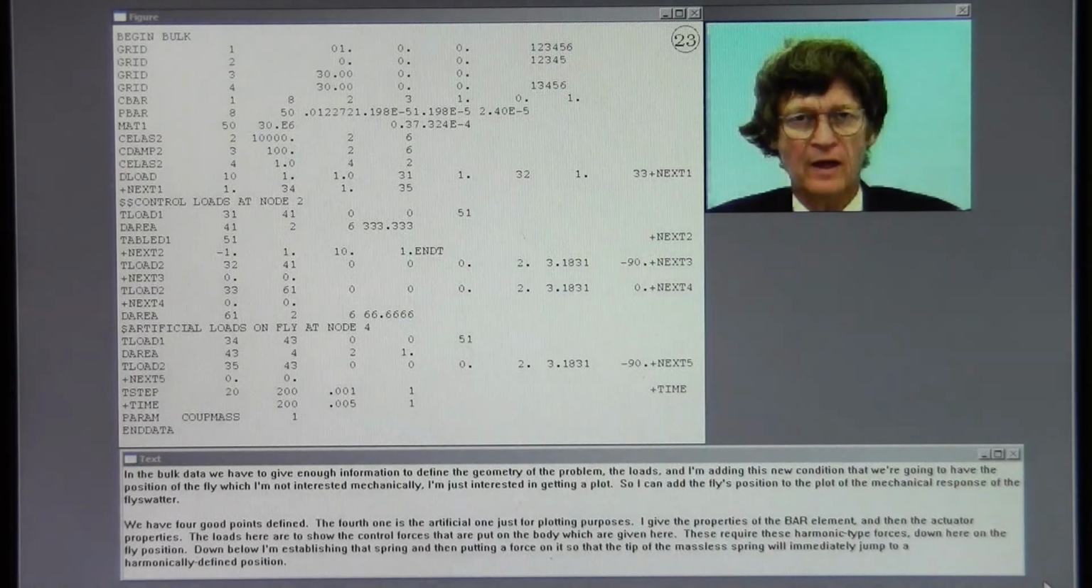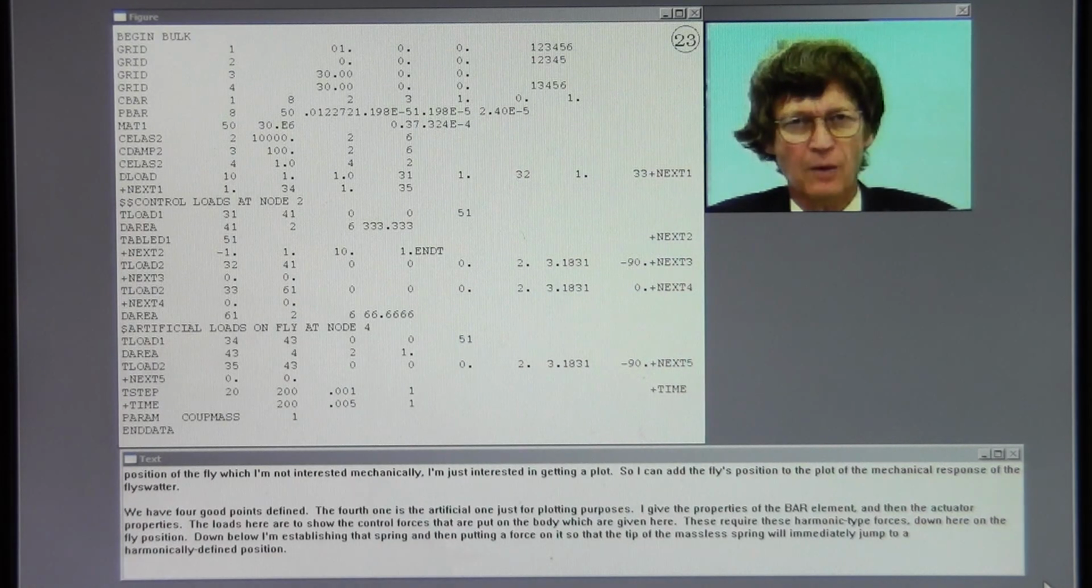In the bulk data, we have to give enough information to define the geometry of the problem, the loads, and I'm adding this new condition that we're going to have the position of the fly, which I'm not interested in mechanically. I'm just interested in getting a plot so I can add the fly's position to the plot of the mechanical response.